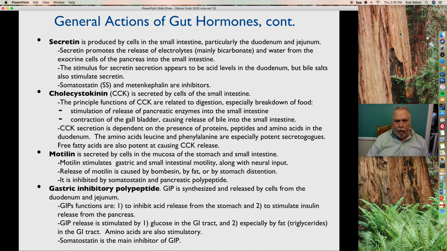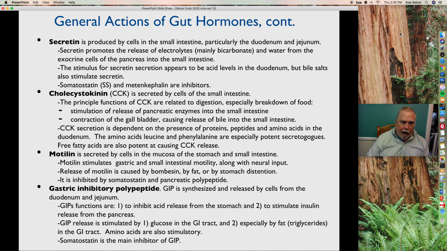It's going to get the exocrine part of the pancreas to make water and bicarbonate and dump that into the small intestine. The stimulus for secretin secretion is the acid levels. So high acid also gets secretin to be dumped in. That dumps in bicarbonate to lower the acid. But bile salts coming from the liver, or the gallbladder, depending on whether you use the direct route or the indirect route, are also going to stimulate secretin. Somatostatin and met-enkephalin are inhibitors. So everywhere you go, somatostatin is going to be an inhibitor.